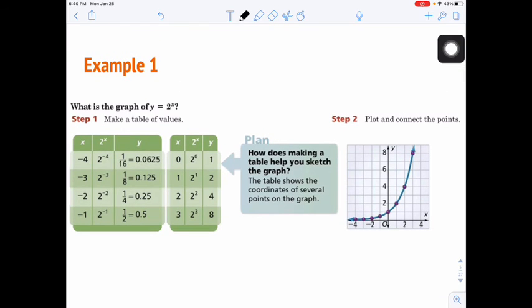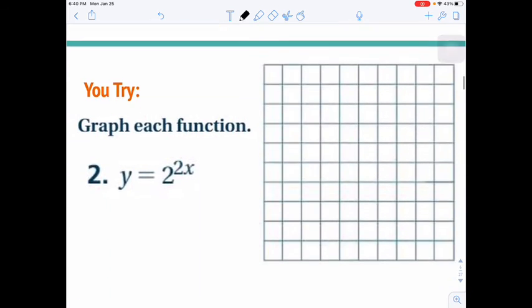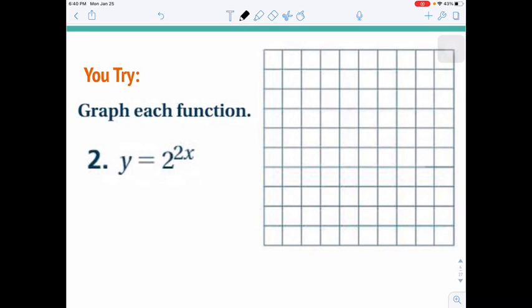The work for this problem is written out on the next slide. And now I would like you to try number 2, graph y equals 2 to the 2x power.